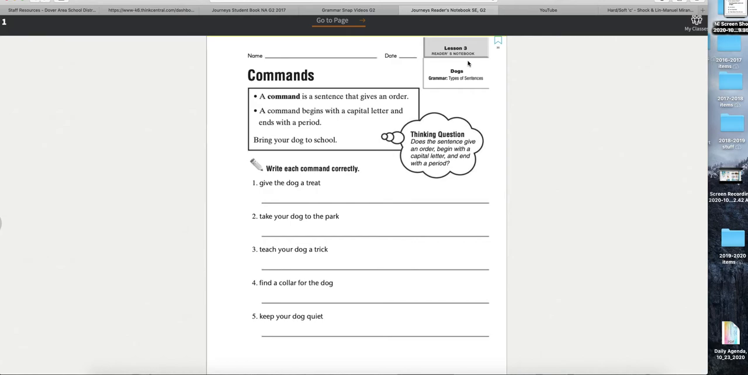When you have it done, friends at home, just hold it up for me so I can see it. Give the dog a treat. Since all of the words are right there, I don't feel like I need to rewrite it and hold it up to you because you can just see the words right there on your paper. Remember to put a capital at the beginning, or uppercase at the beginning, and a period at the end. Give the dog a treat.